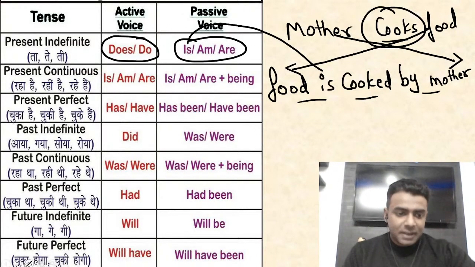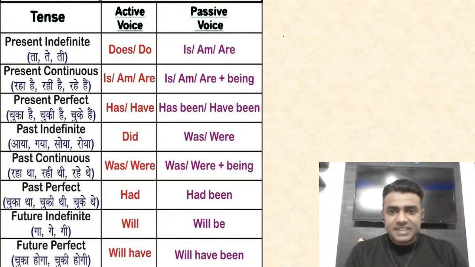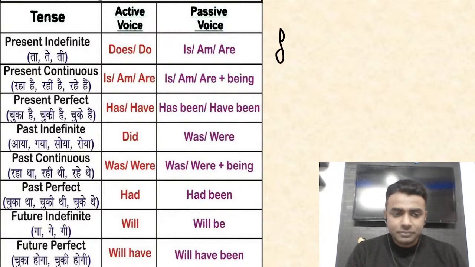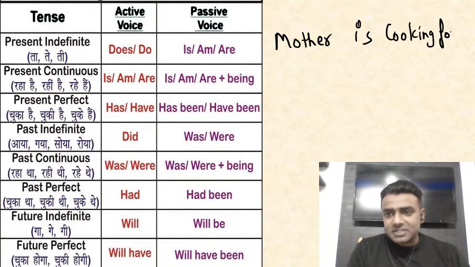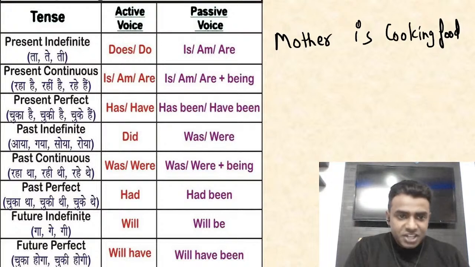In a similar manner, in case you get a sentence like this, is, am, are. Mother is cooking food. I'm giving you examples. Sorry to say, I won't be able to give you examples with each and every segment. Mother is cooking food. So this is the formula.